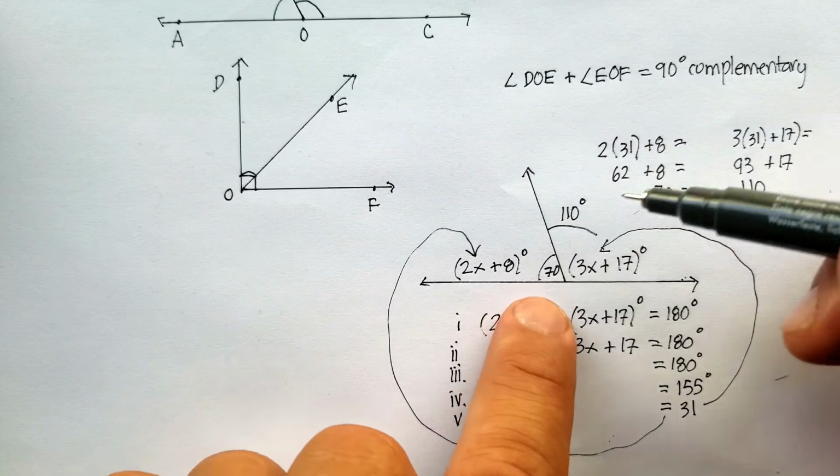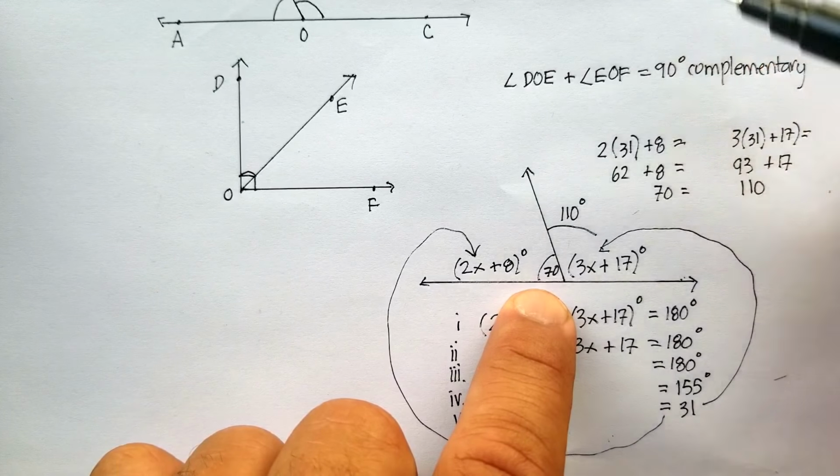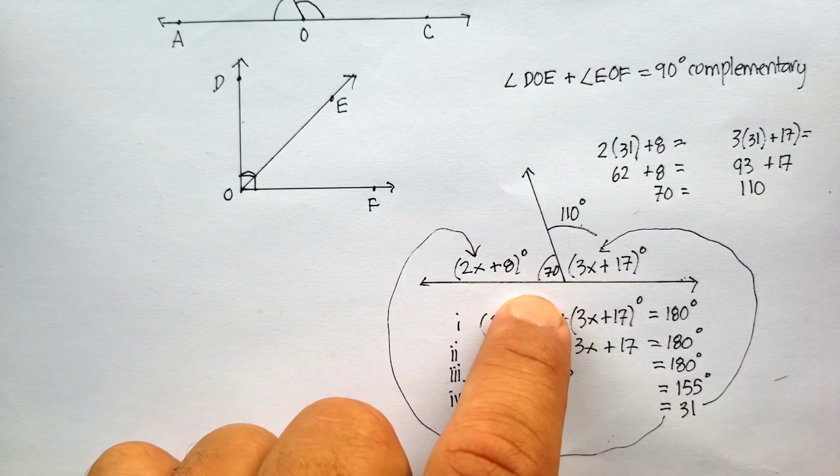And 110 plus 70 equals 180. Therefore, I knew I got it right.